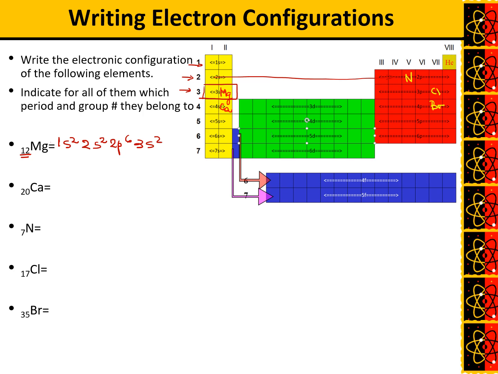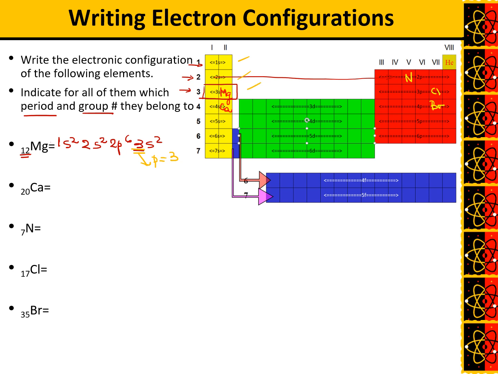From this, I need to calculate the period and the group number. The period is going to be given by this number here. So this number here is period 3. And if you see, the magnesium is located in period 3. It's 1, 2, and 3.